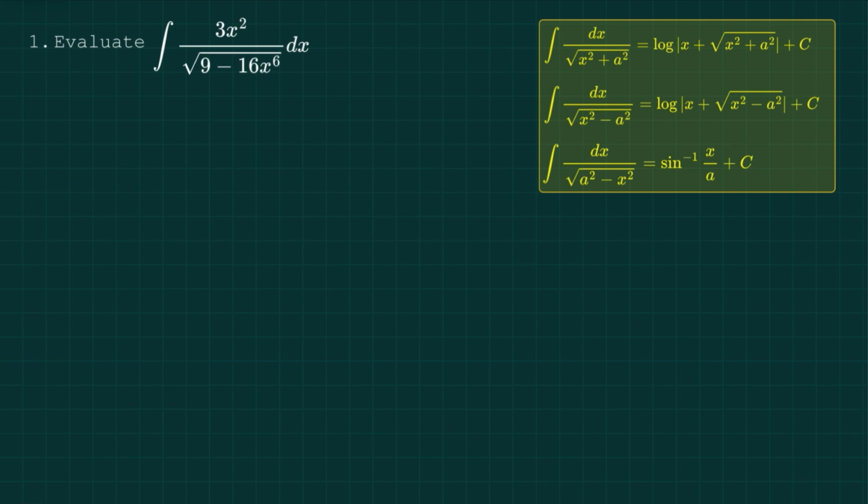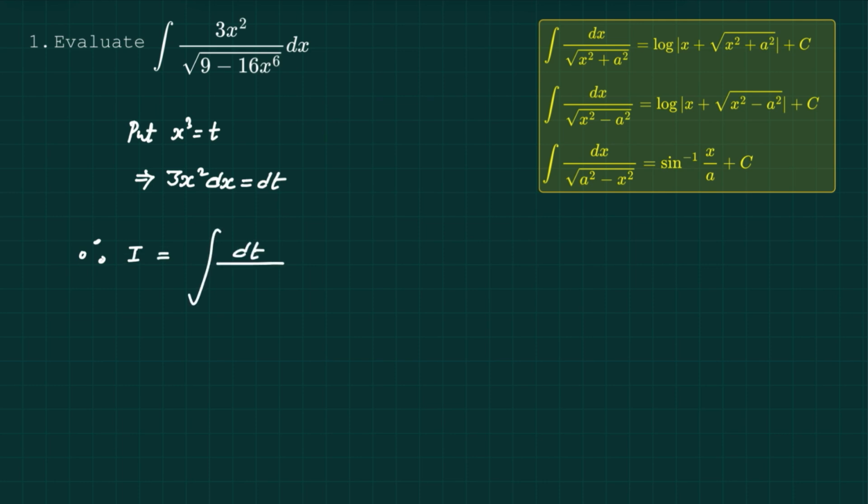Question 1. Evaluate the integral of 3x squared over the square root of 9 minus 16x to the power 6 dx. Here we cannot directly apply the formula because in the formula the numerator is 1, but here the numerator is 3x squared. So let us assume x cubed to be t at first. On differentiating, we will have 3x squared dx equals dt.